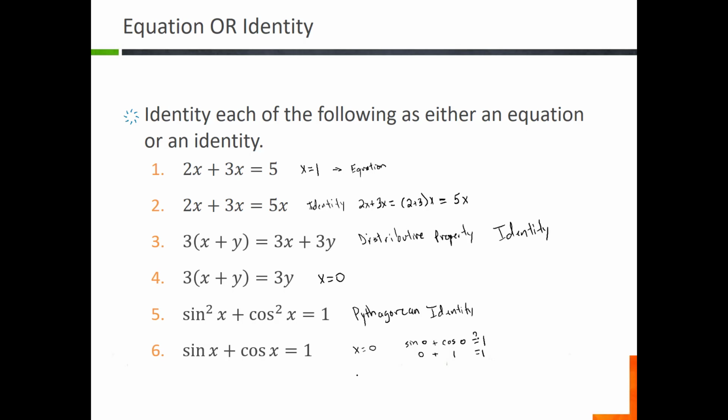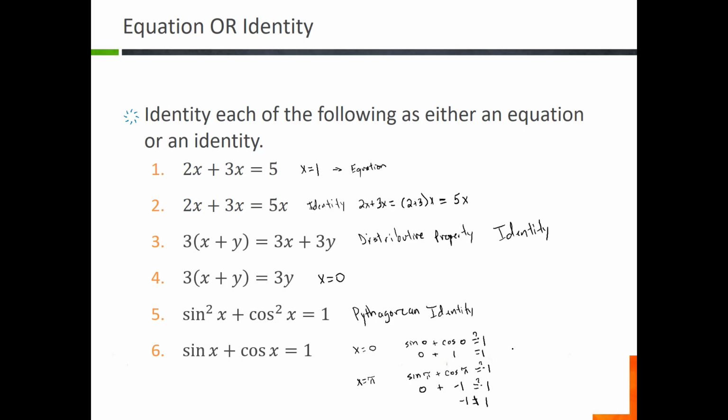Let's try pi. So we have the sine of pi plus the cosine of pi. Is that equal to 1? Well, what's the sine of pi? Sine of pi is also 0. What's the cosine of pi? Well, it's -1. Is that still equal to 1? Well, no. -1 is not equal to 1. So this is just an equation.